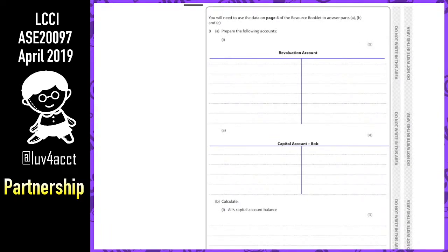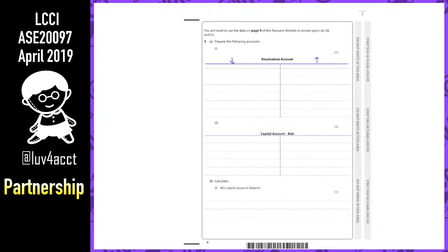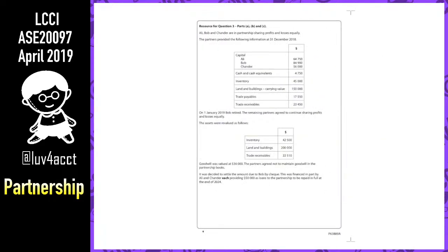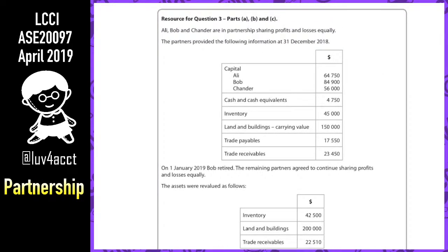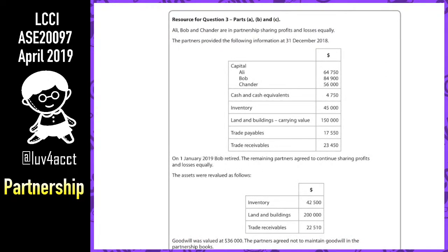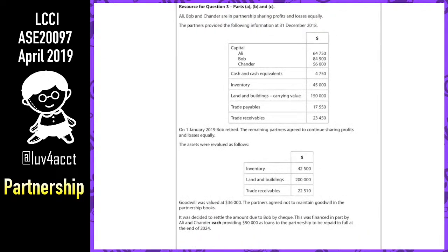So revaluation: if you have an addition, a revaluation upward, it would go here and increase. A decrease would be here. It is an account that helps you calculate how much gain or loss you have in the revaluation process. So let us see. On the 1st of January, Bob retired. So everything will be on the 1st of January. All the dates will be on the 1st of January.